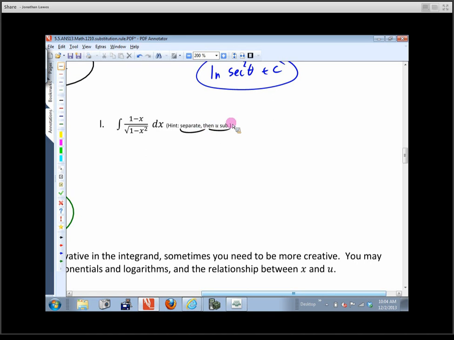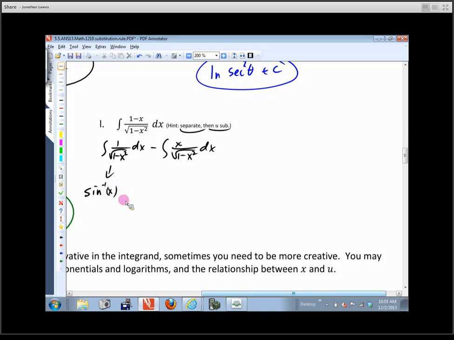So the trick that we've used quite often is we've taken this and we'll write this as 2 separate pieces. So I'll write this as 1 over square root 1 minus x squared dx. And then I'll write minus x over square root 1 minus x squared dx. Does any part of that look familiar? One over square root 1 minus x squared is sine inverse. So the antiderivative of this piece is sine inverse of x.